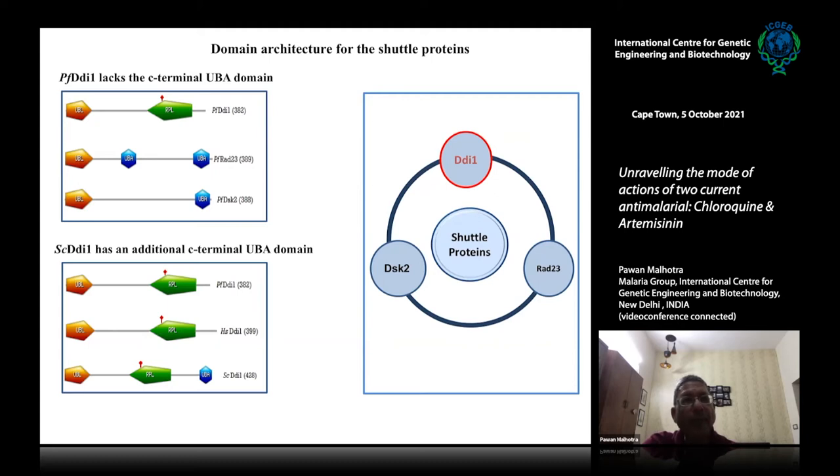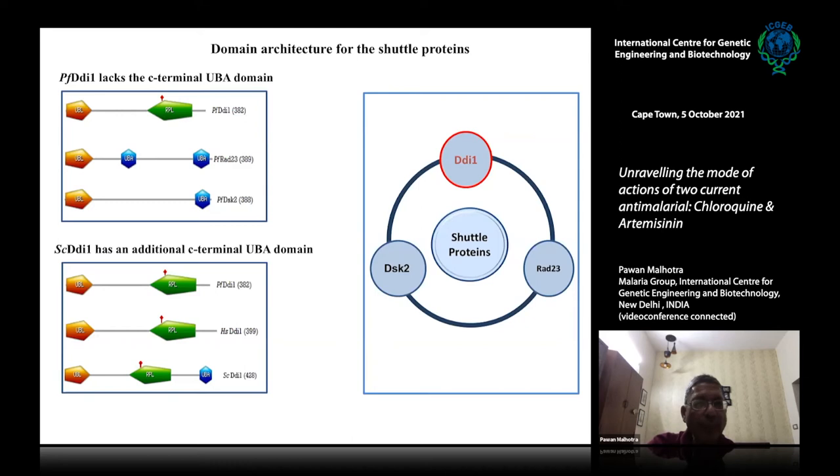This is PFDD1, which I said also has a property of DNA damage repair protein. Others are PFRAD23 and PFDSK2. These are the shuttle proteins which take the ubiquitinated protein towards the proteasome machine. And the lower panel shows that PFDD1, which is one of the DNA damage repair proteins as well as a shuttle protein, has a structure which is similar to the human.